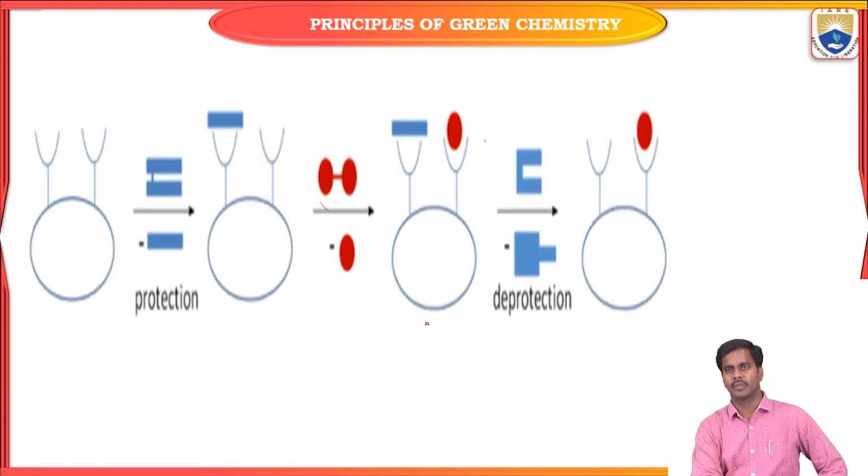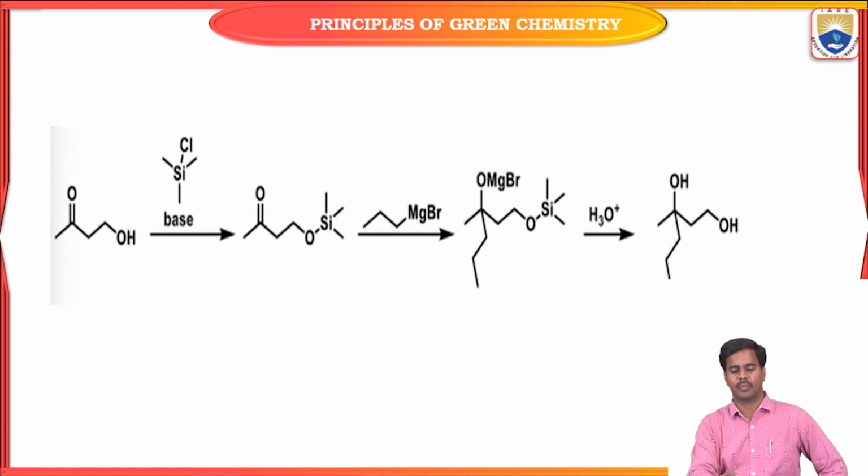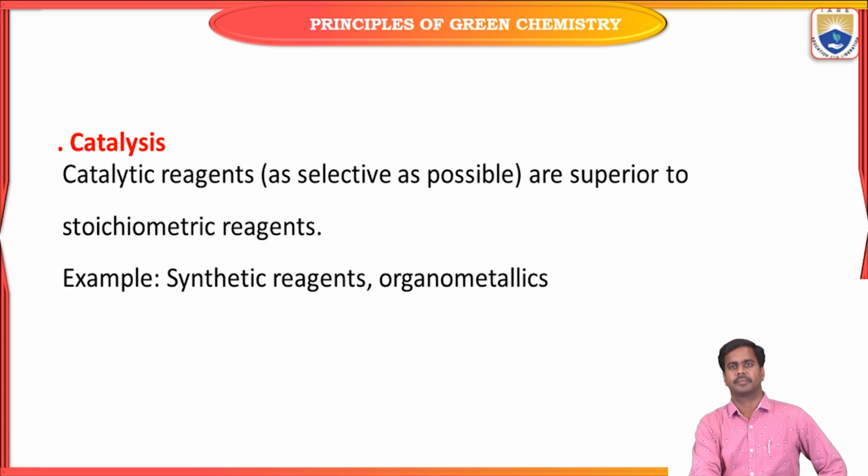After the formation of our desired product, we have to deprotect. That means whatever protecting groups you used should be eliminated. That step is known as deprotection. Then we will get our desired product. Look at this, one more example.